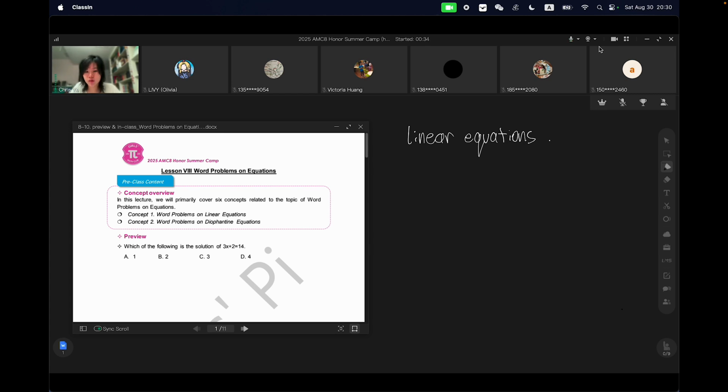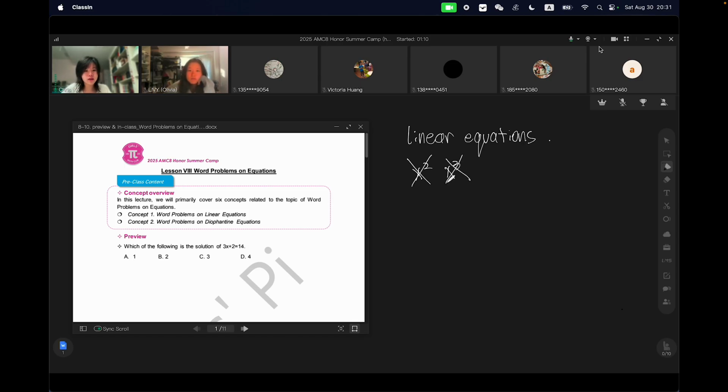And today's lesson will be on word problems on equations. There are two main types of equations that we're going to be going through today. And the first type are linear equations that I wrote down. So what are linear equations? Linear equations are basically equations that have variables with a highest degree of 1. What that means is that all of the variables in this equation do not have an exponent. So there will be no variable with a square or a cube.